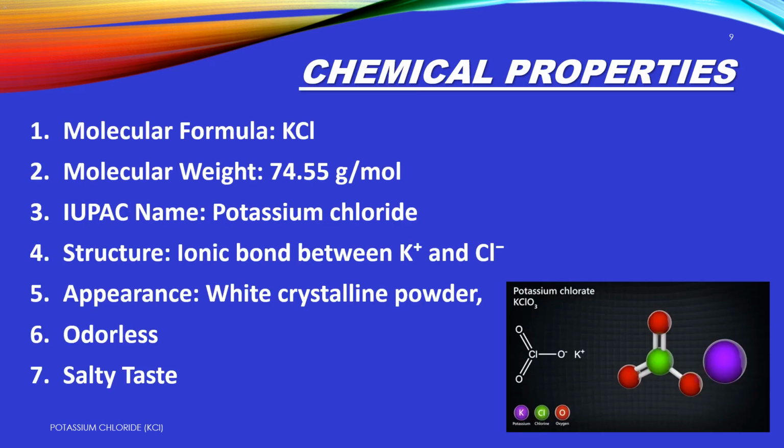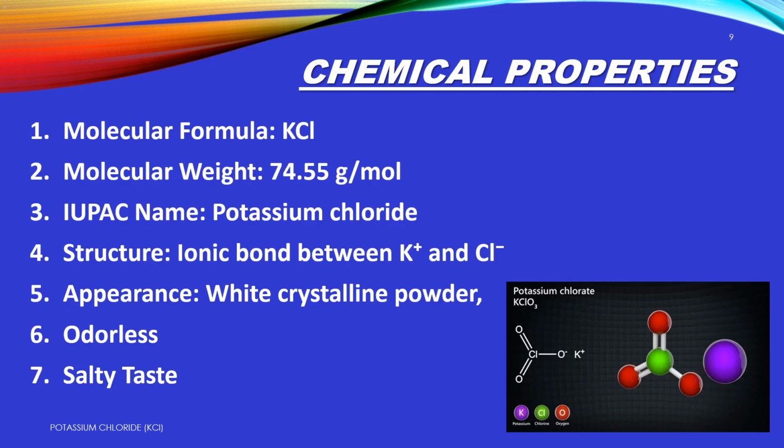Chemical properties of potassium chloride. 1. Molecular formula. KCl. The chemical formula indicates that potassium chloride is composed of one potassium K atom and one chlorine Cl atom. 2. Molecular weight.